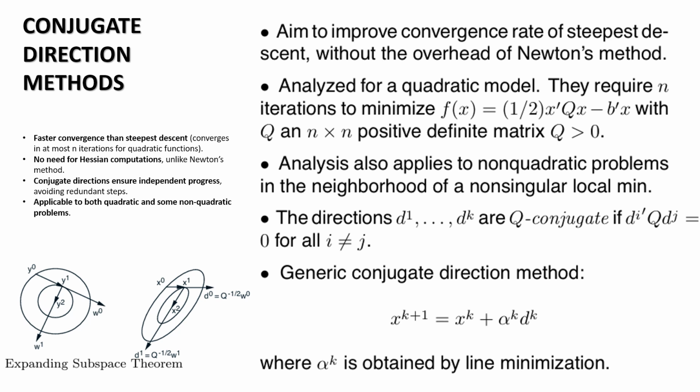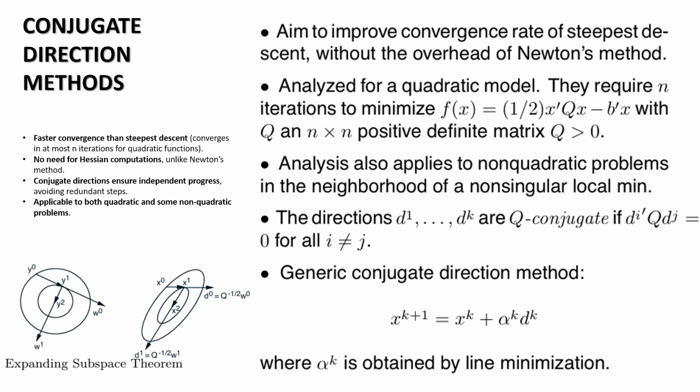The objective of the method I can express as faster convergence without Newton's method. Steepest descent can be slow, especially for ill-conditioned problems. Newton's method offers faster convergence but requires computing the Hessian matrix, which is computationally expensive. In its turn, conjugate direction methods provide an efficient alternative, particularly for quadratic models.